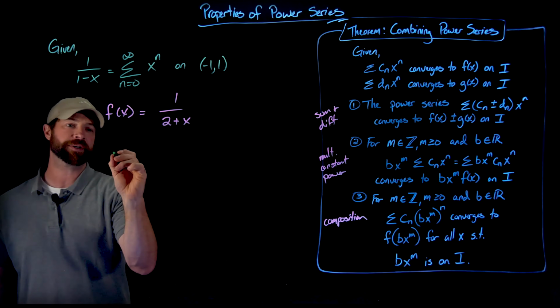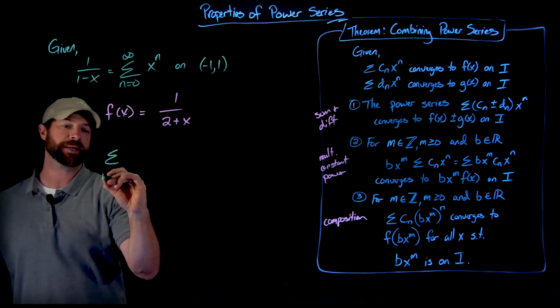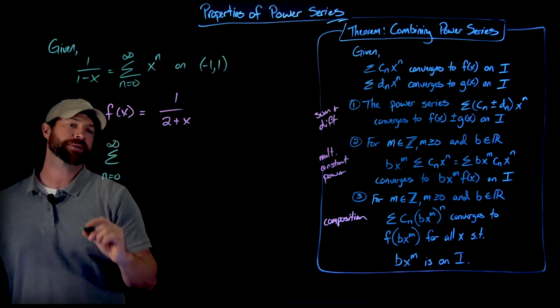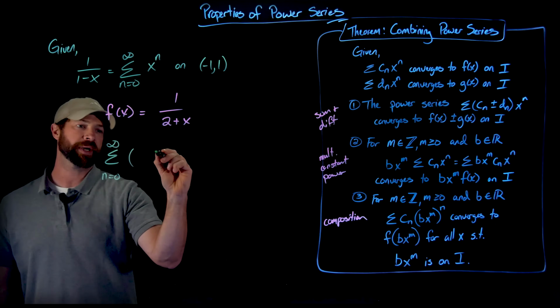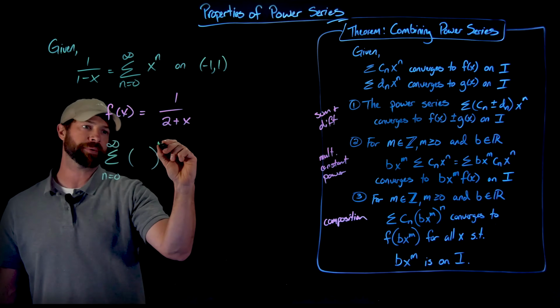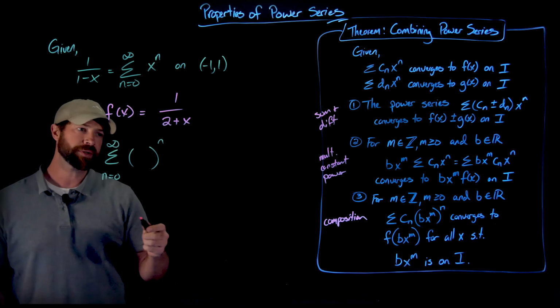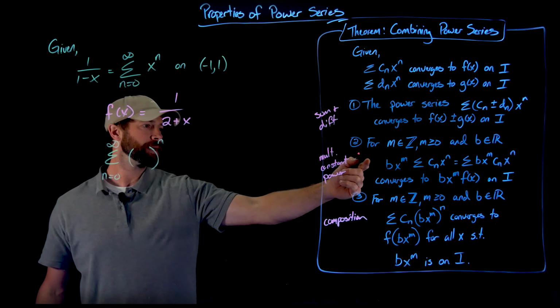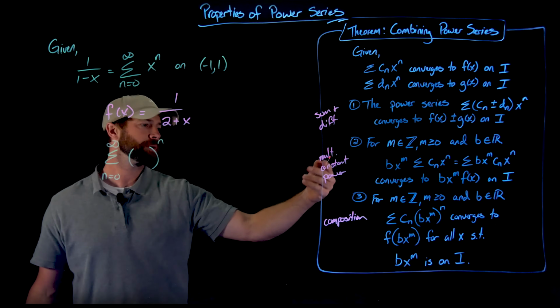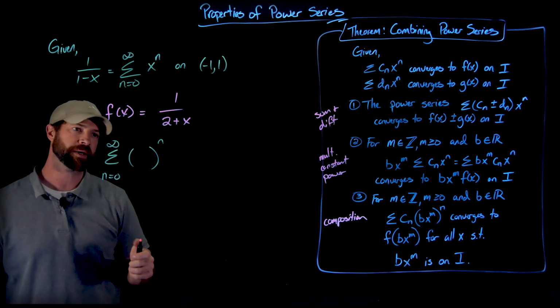So we have this function, so we'll take this power series right here, which starts at 0 to infinity. I'm going to put parentheses here for the x because I want to plug something in, or we did plug something in there. But what I can do, using the property of multiplication by a constant or a power, is I'm just going to multiply by a constant here.